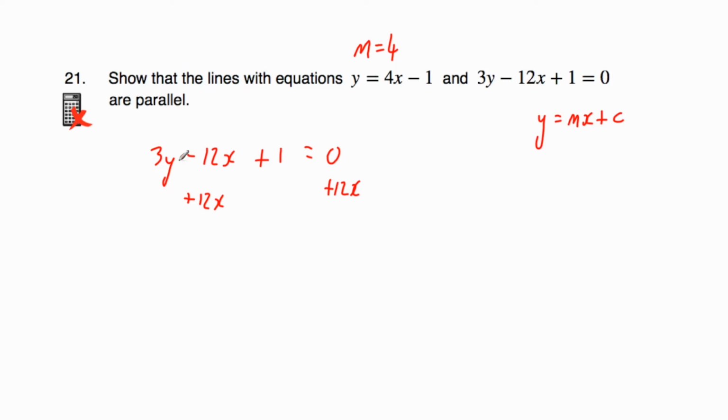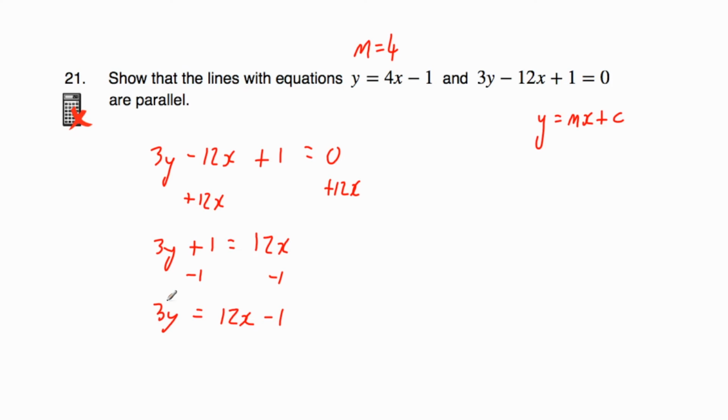On the left hand side, we're adding 12x to get rid of the minus 12x, so we'd just be left with 3y, and then we've got plus 1. And on the right hand side, we'd have 12x. Now we want to get the y on its own, so let's take away 1 and take away 1 to get rid of this plus 1. So on the left hand side, we'll be left with 3y on its own. And then the right hand side would have 12x and then minus 1.